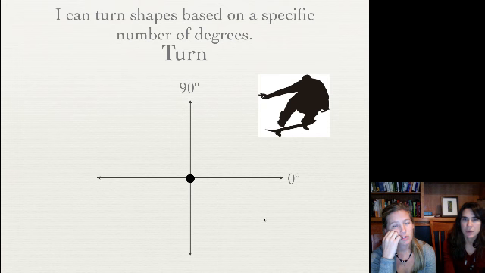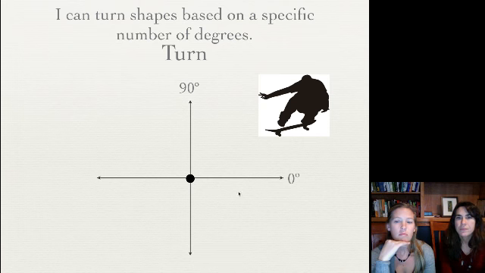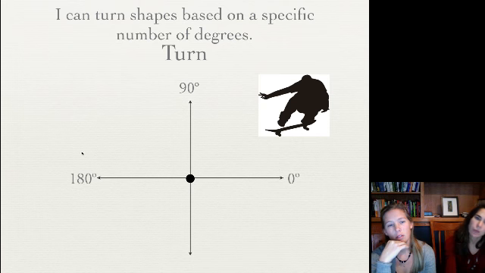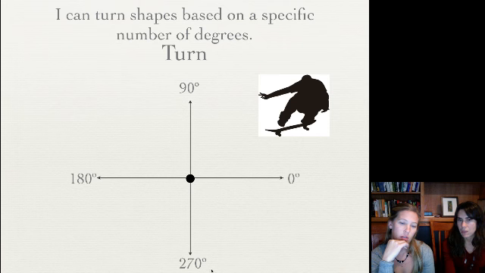So here we have our 0 degrees. So this is like your starting point. And so a 180, once again, if our little skateboarder here turned and did a 180, he would now be facing the opposite direction. And keep on traveling, we have a 270, and then all the way back, full rotation would be back over in the same spot, 360.